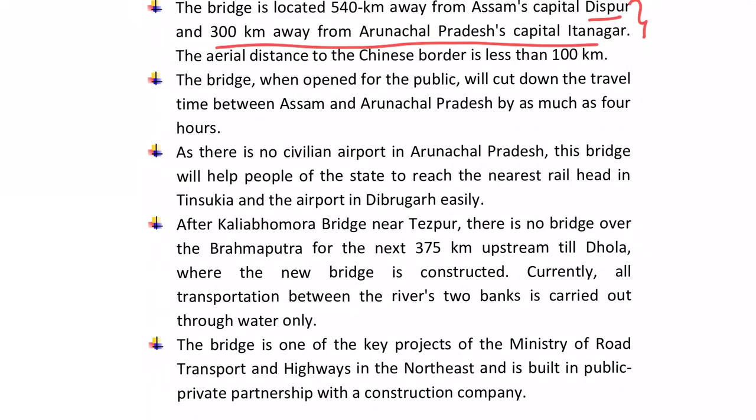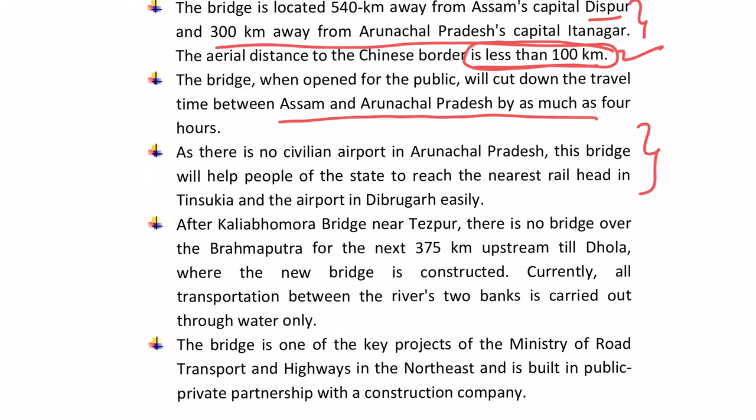The aerial distance to the Chinese border is less than 100 kilometers. This is the most important one that we have to look at. The bridge, when opened for the public, will cut down the travel time between Assam and Arunachal Pradesh. As there is no civilian airport in Arunachal Pradesh, this bridge will help. This was what I was telling you. It connects it with the air and rail.